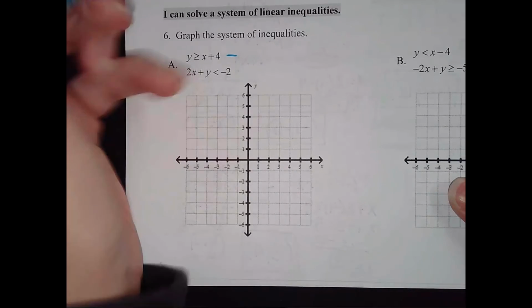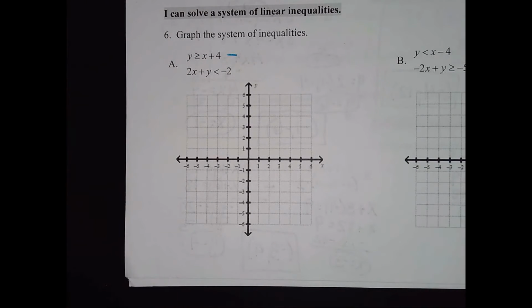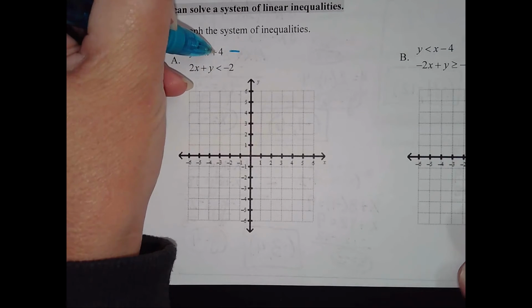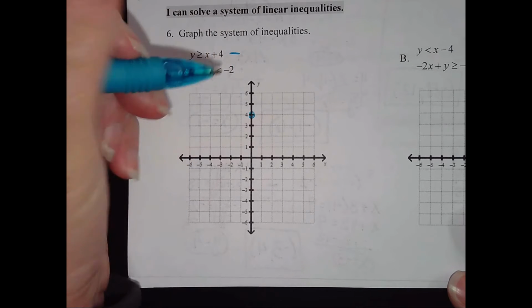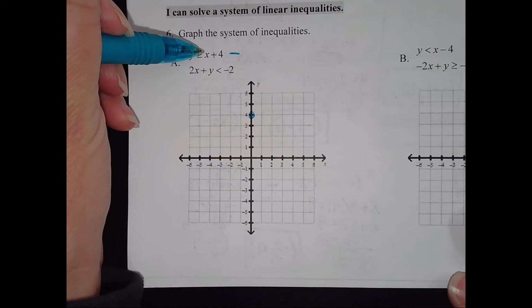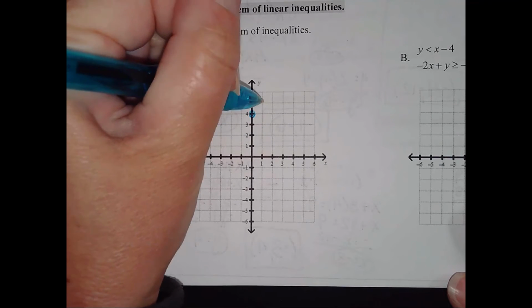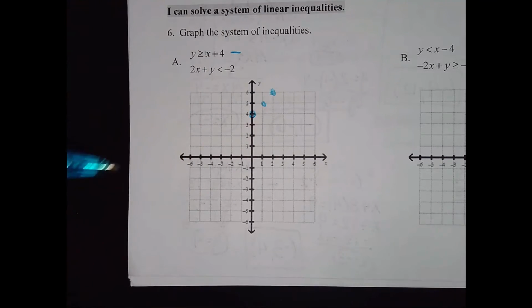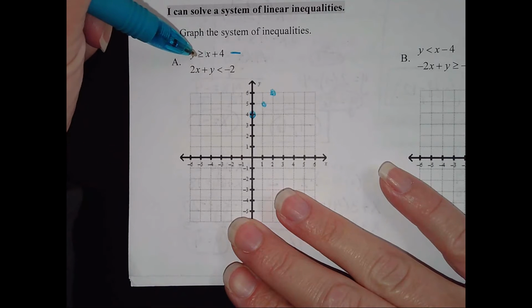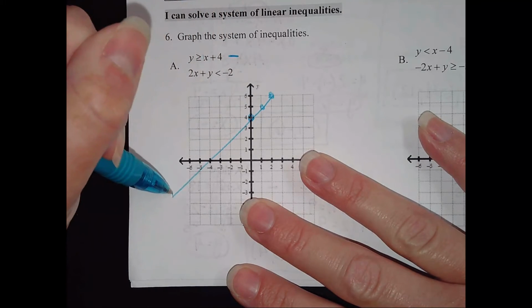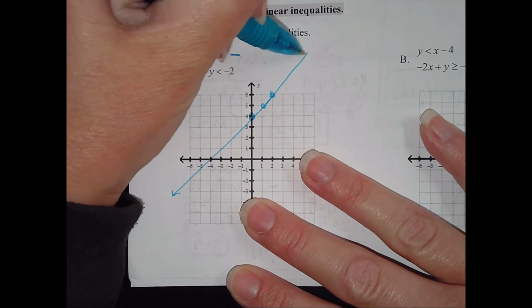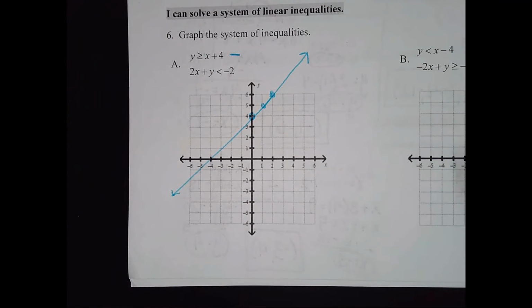So you treat this exactly like you would if it were a normal line. You plot your y-intercept, which is 4. And then you use your slope to find the second point. So my slope in this case is 1. So that means you go up 1, right 1, up 1, right 1. Then you look back at your inequality and there's an equal to sign. So that means when you connect your dots, you use a solid line. These ones take a bit, so I think I'm just going to do this one instead of doing both.